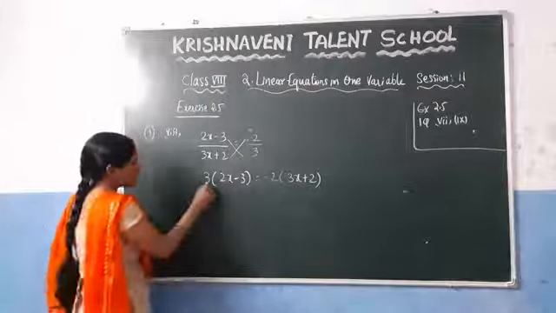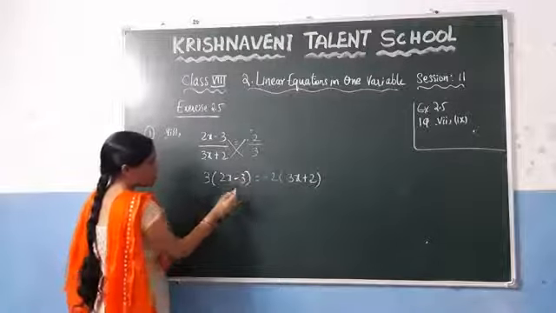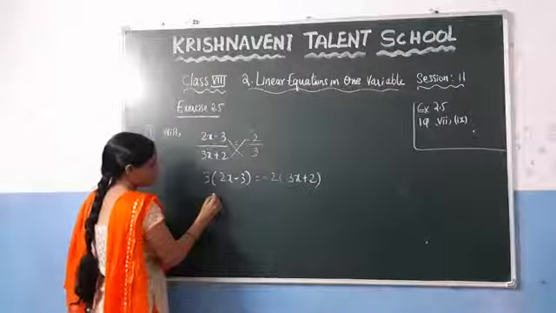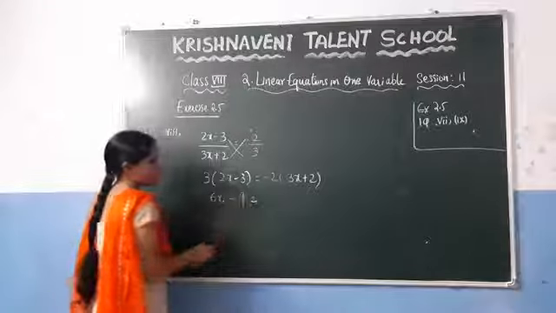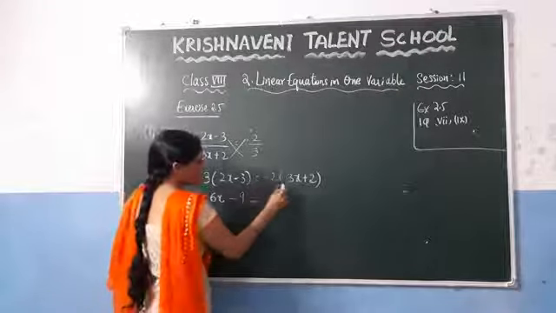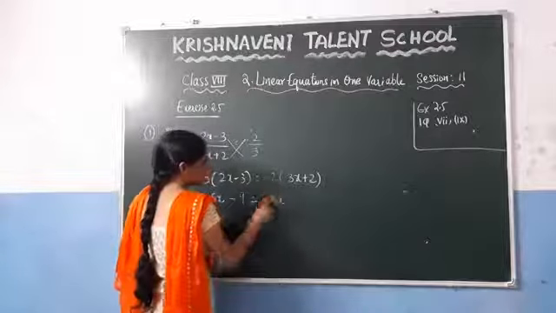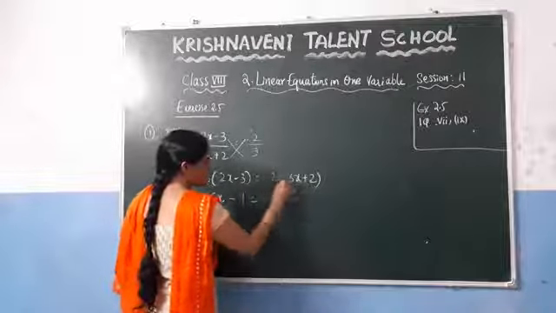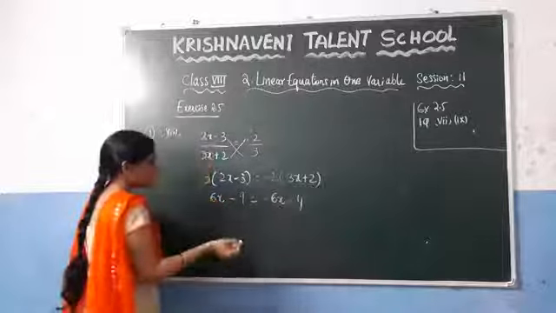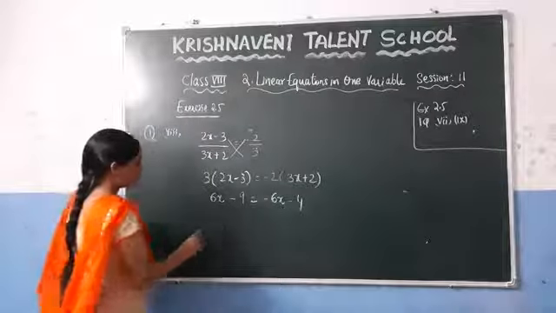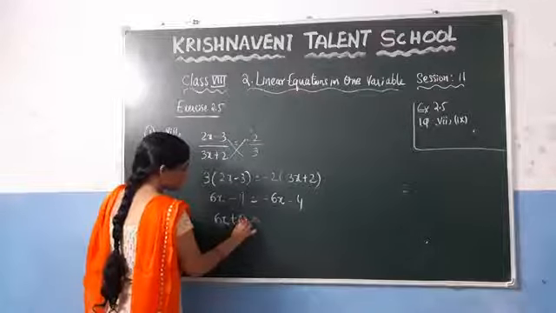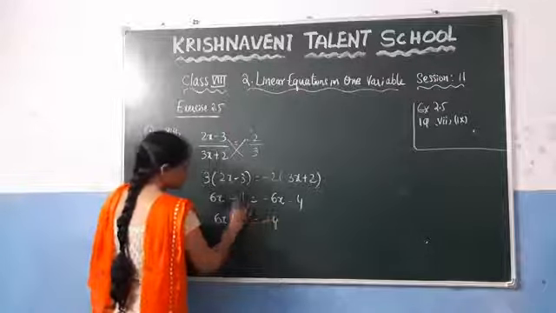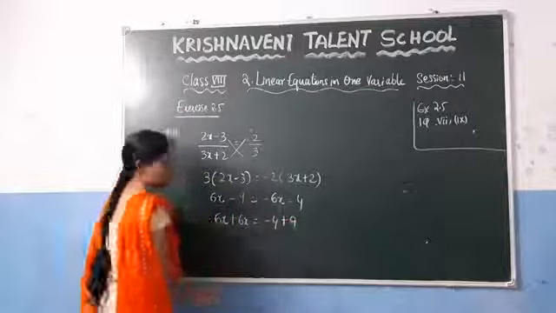Now here just multiply these 3 to both of these values. What will you get? 3 into 2x which gives you 6x minus 3 into 3 which is 9. And similarly minus 2 into 3 which is minus 6x, and after that plus into minus, minus 2 into 2 which is 4. Now take all the variables to one side. 6x. If you take minus 6x, it will become plus 6x is equal to minus 4. Take this 9, it will become plus 9.